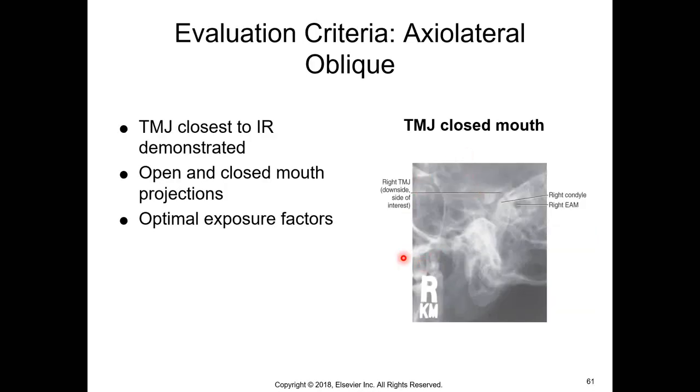This is what it looks like on an image. So here is the joint, and let me just highlight that for you guys. So here is the joint space. Okay, there is the joint space, and this is your condylar process here. This is the joint space opening here, and you want to see the joint closest to the image receptor, that is what you're shooting for, and you want to do open and closed mouth. This one in particular is closed mouth because the condyle is sitting closer inside the fossa.